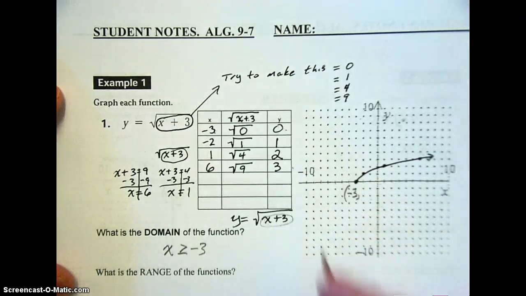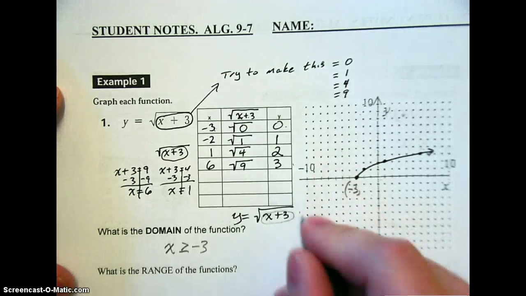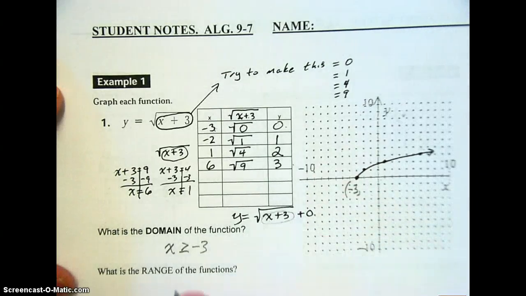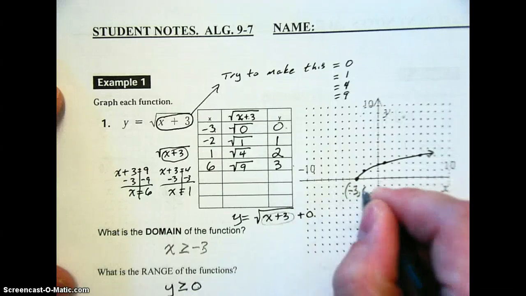What are we adding to the outside of this? Outside of the radical? 0. Well, notice that's the y value of our range. y is greater than or equal to 0. There's that -3, 0, -3, 0, and -3, 0.